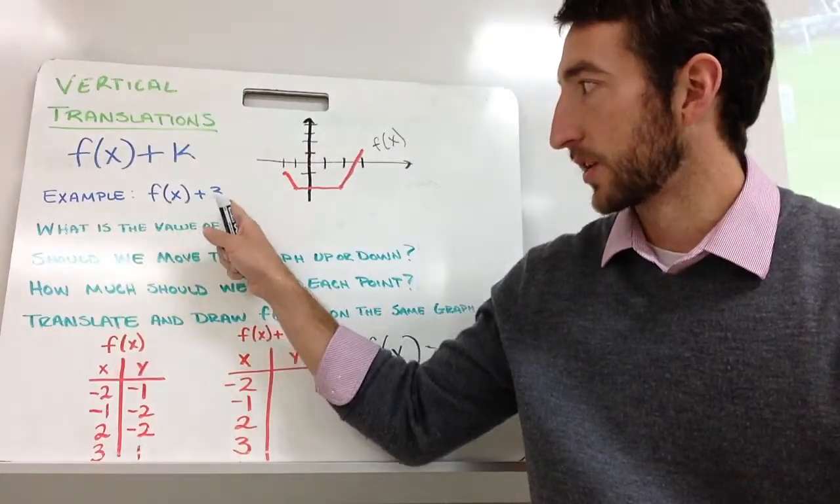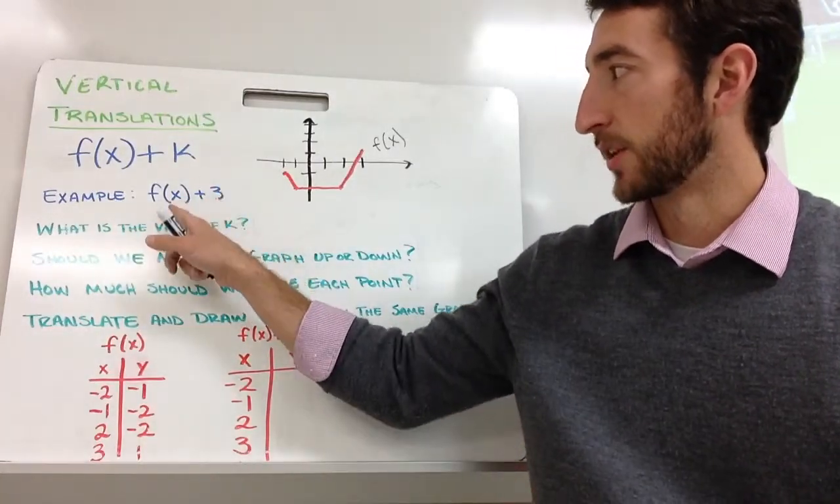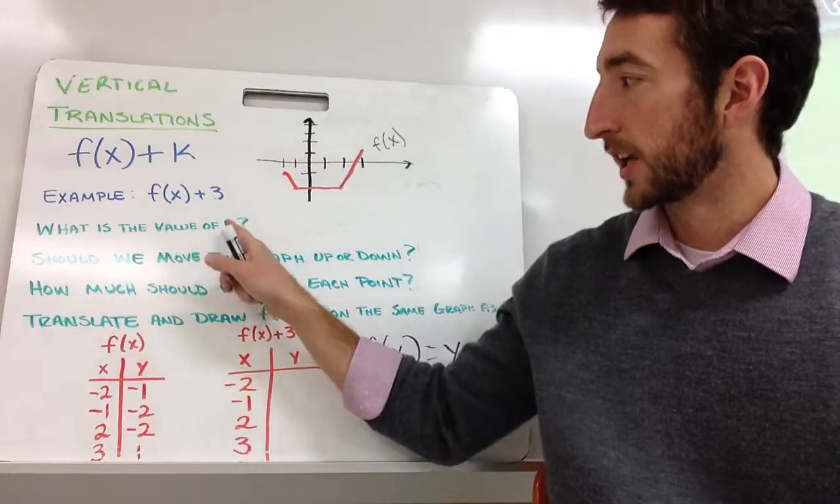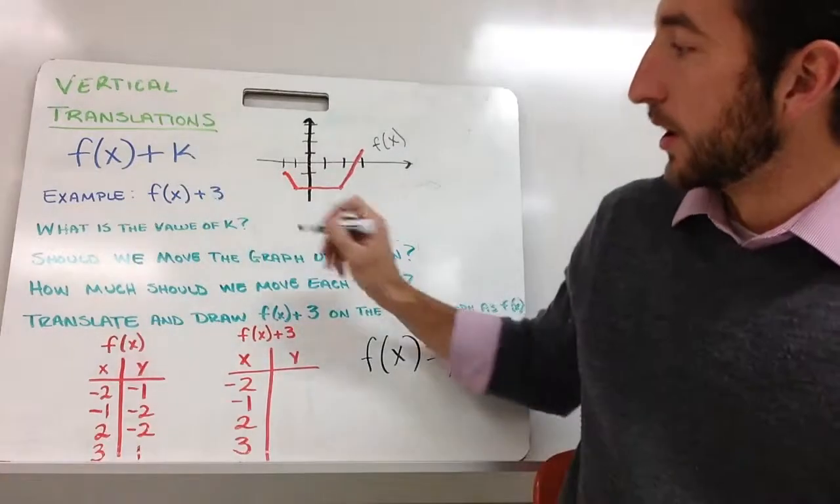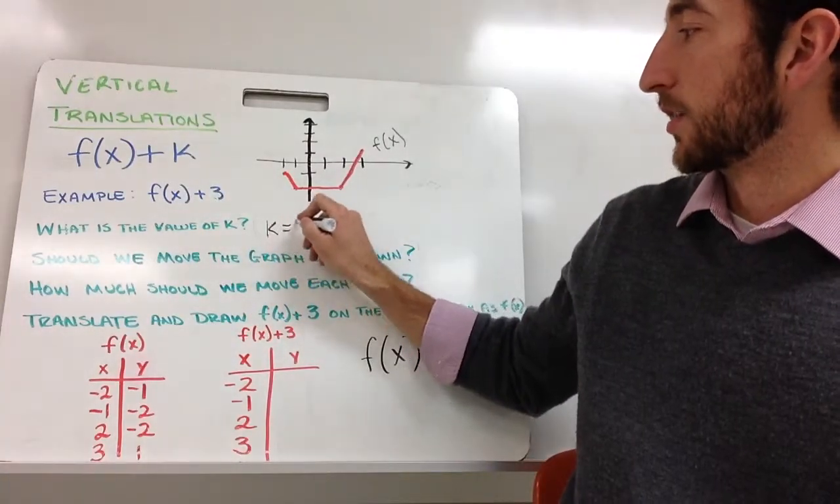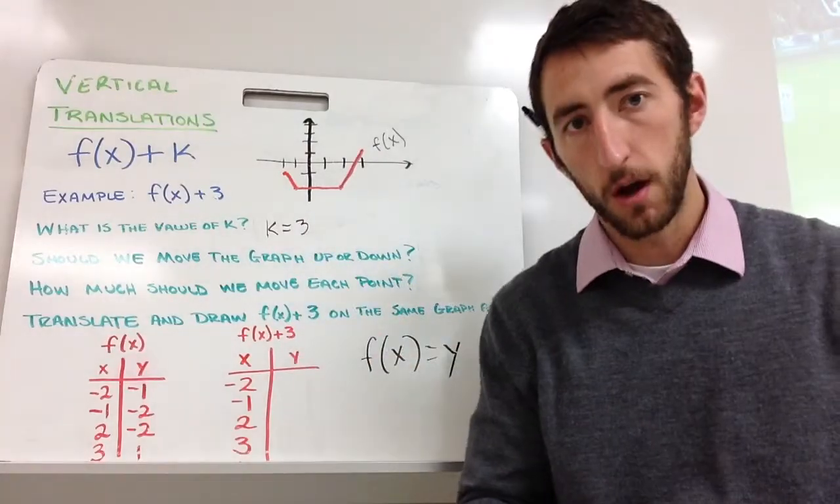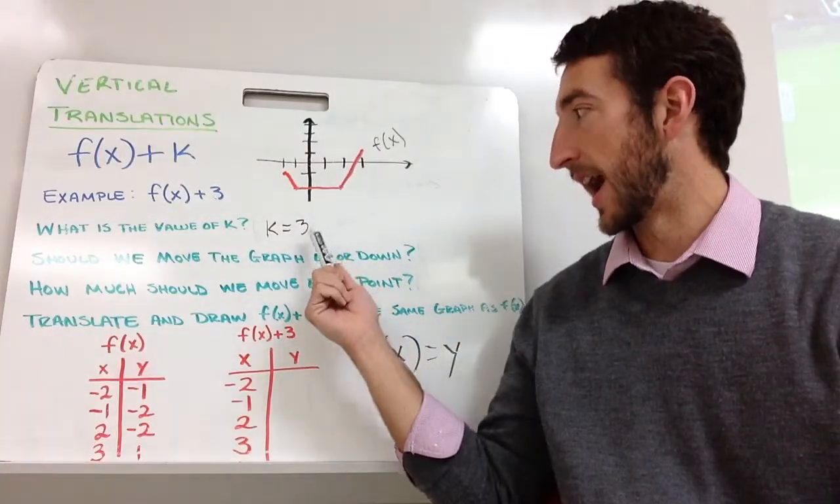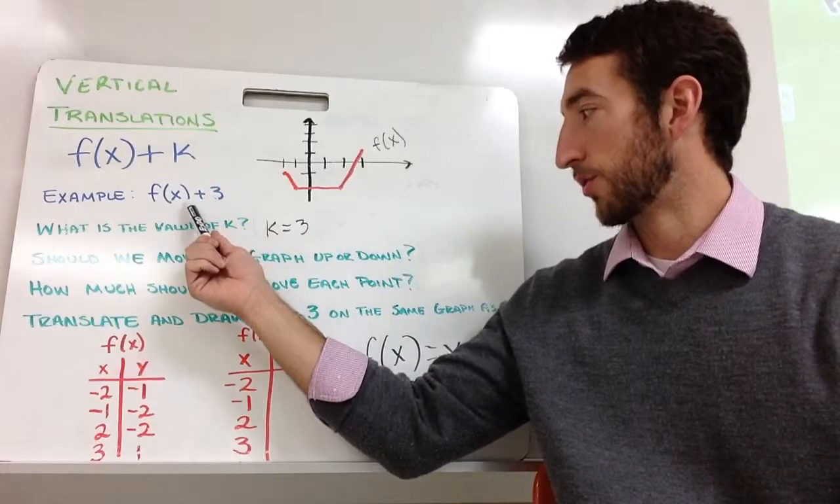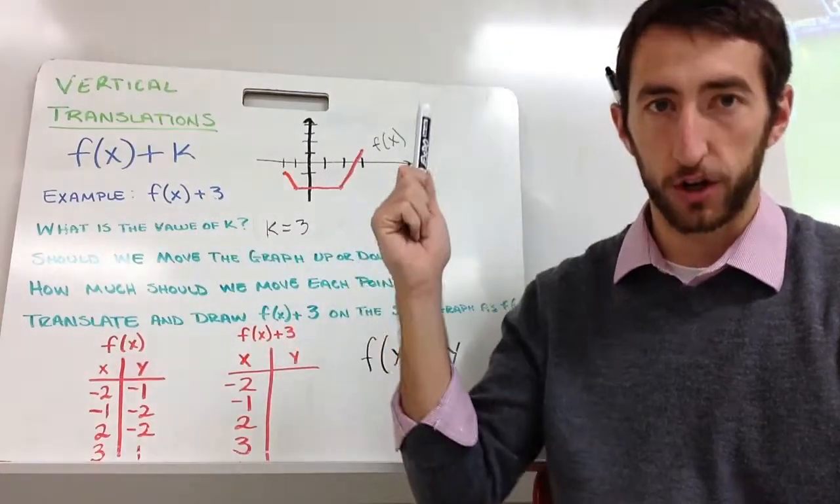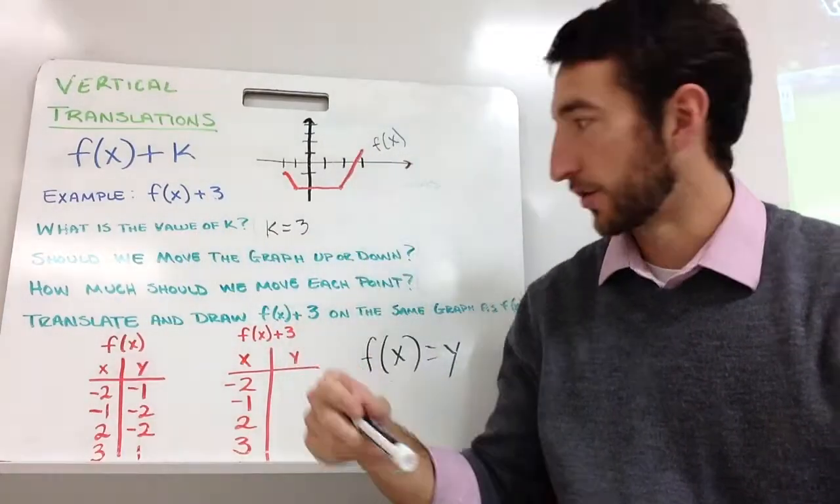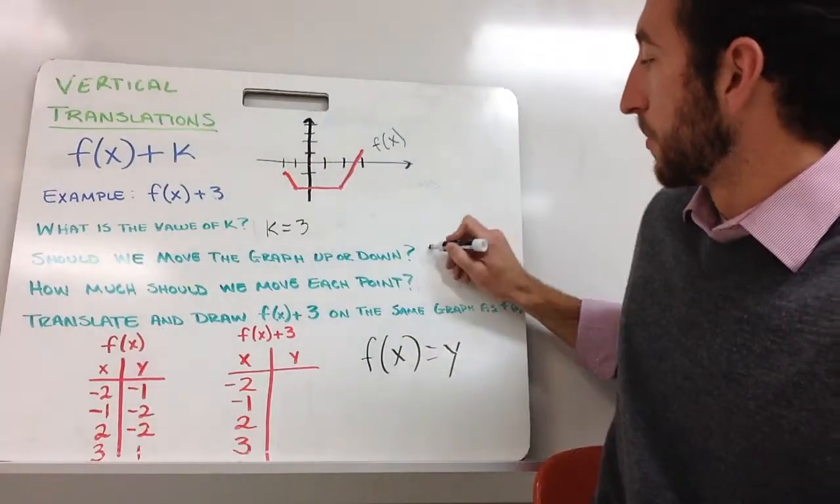So here's the example we're going to go through. F of x plus 3. So what we're doing is adding 3 to the y. So our k value is 3. So we would say k is equal to 3. Whenever we do this, we're going to add 3 to the y. So whenever you add, you're going to go up. Whenever you subtract, you're going to go down. So we're going to go up here.